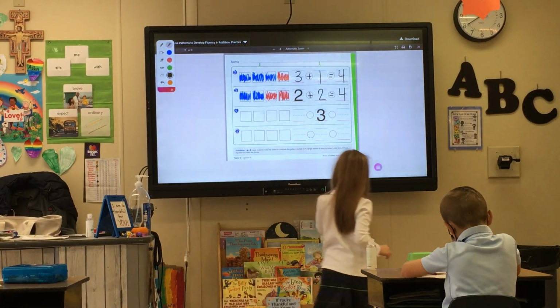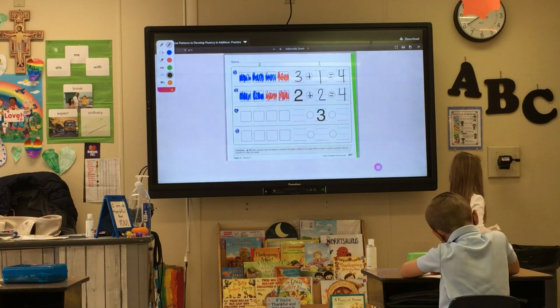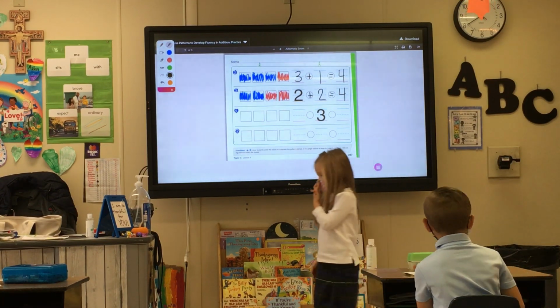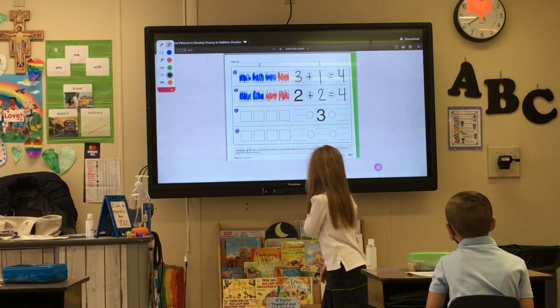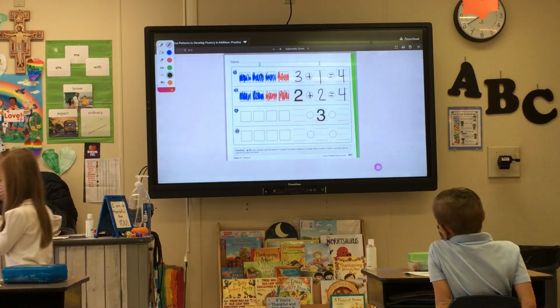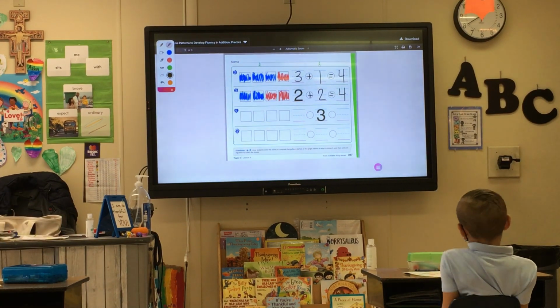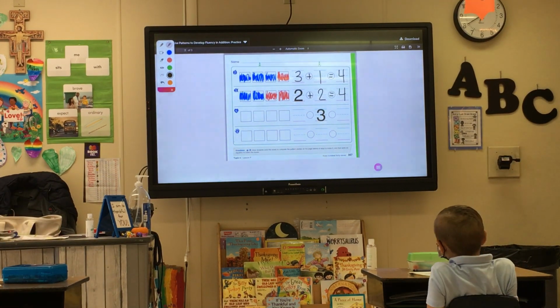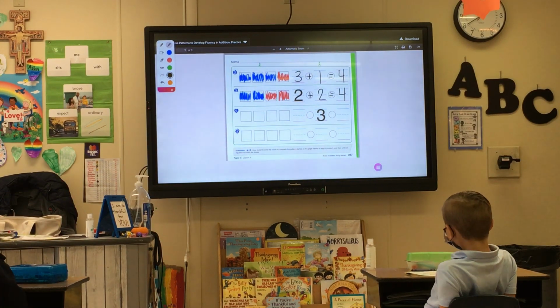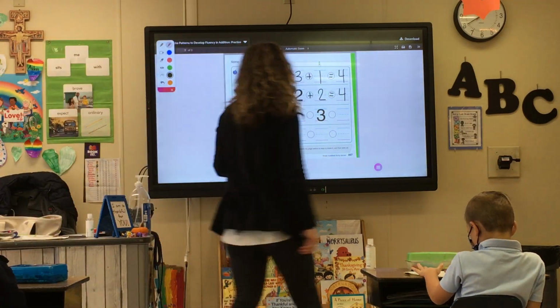You skipped one. You skipped this one, so that's wrong. You skipped number 3. Move along. So color that in first, okay? Start with your blue. Blue goes first. Okay, so let's continue our pattern here, guys.